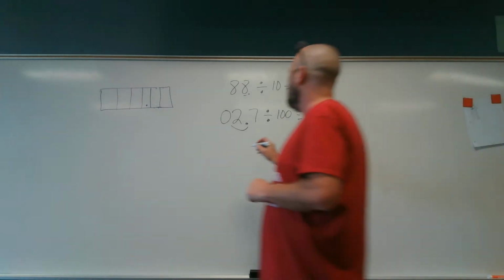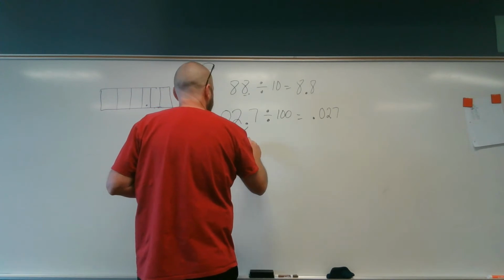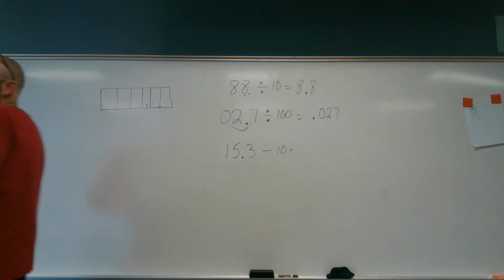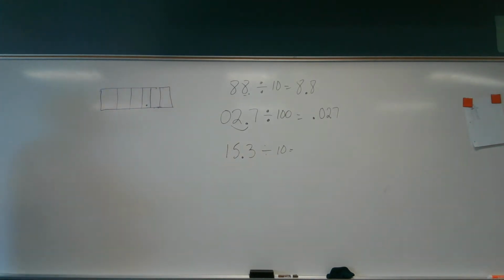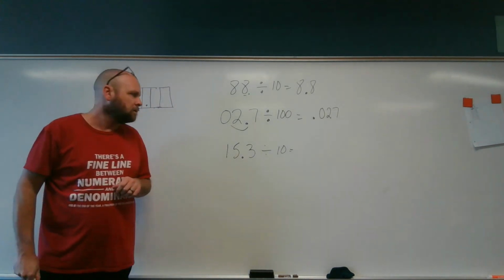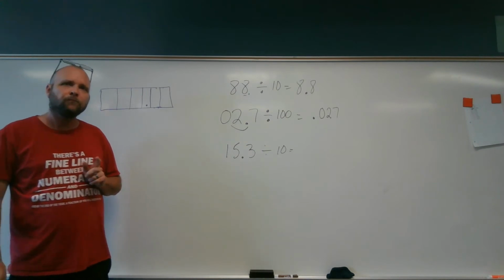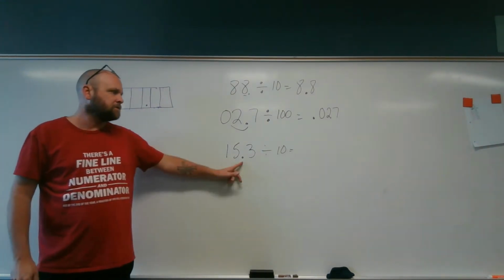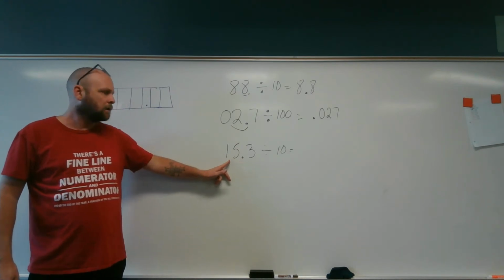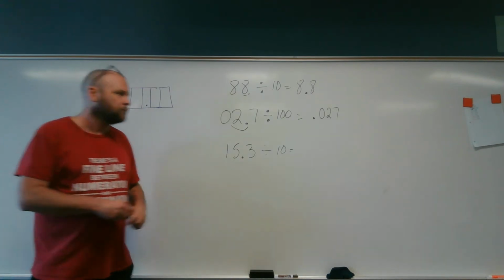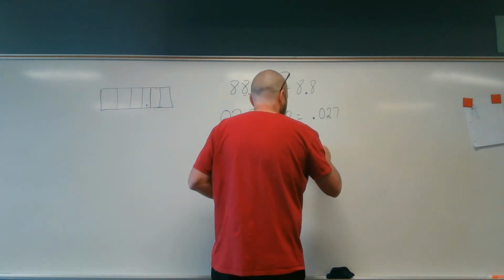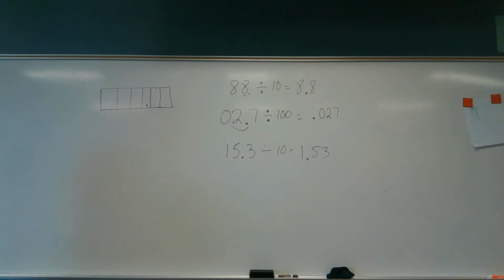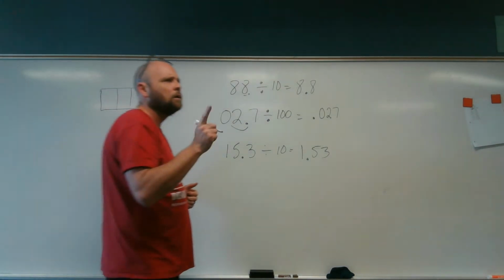Let's do 15 and 3/10 divided by 10. 15 and 3/10 divided by 10. Andrea, what would my answer be? How many times does the decimal point move to the left? 1. Okay, so my answer would be 1.53. Good. 1 and 53 hundredths.